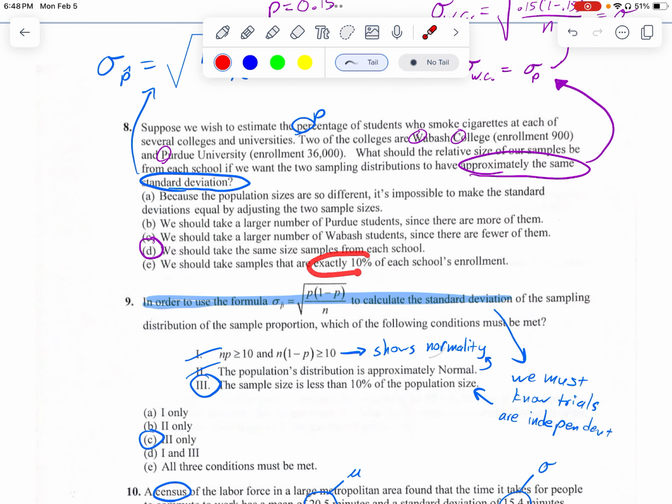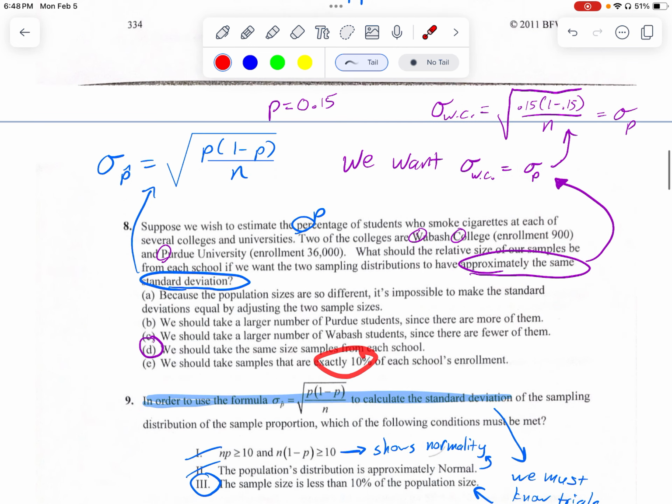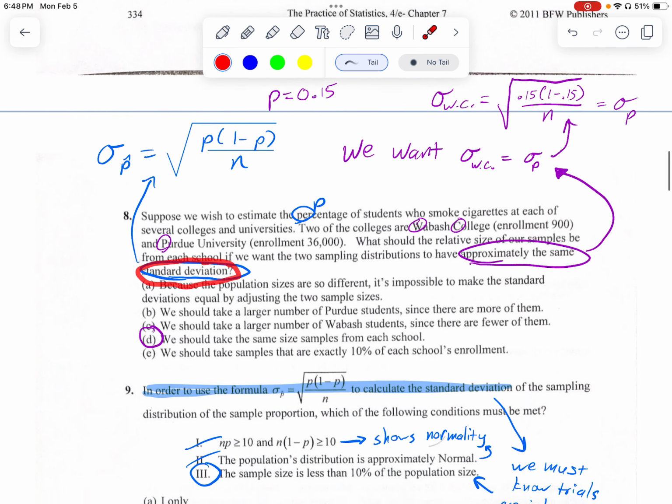This is trying to distract you with the 10% rule. 10% rule is for independence. It has nothing to do with the actual value of the standard deviation.